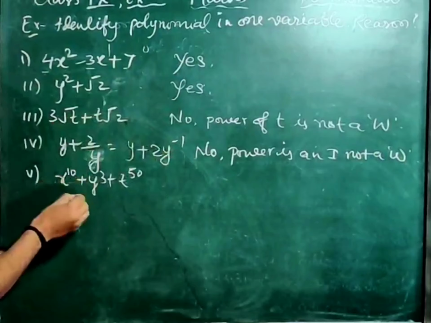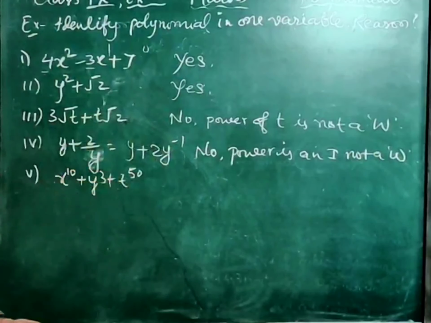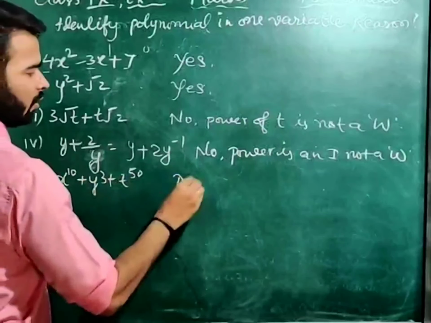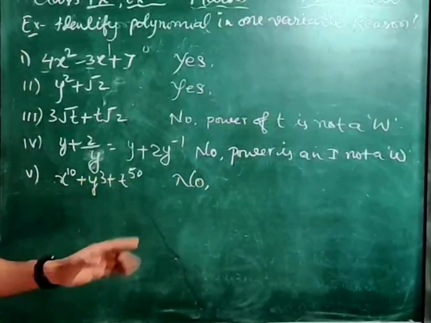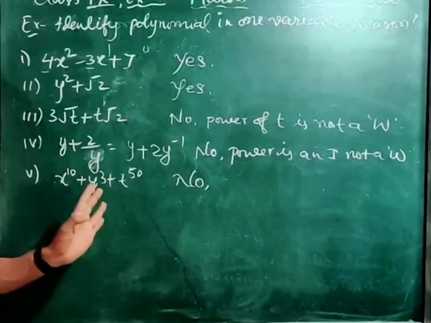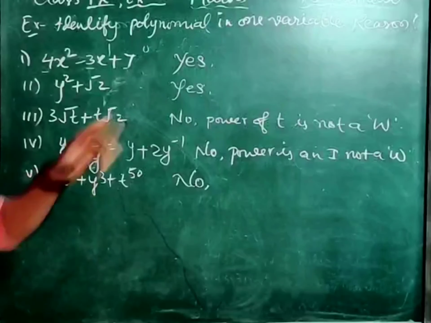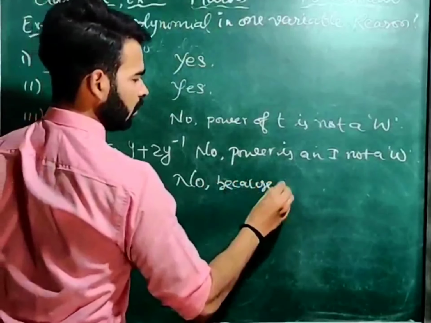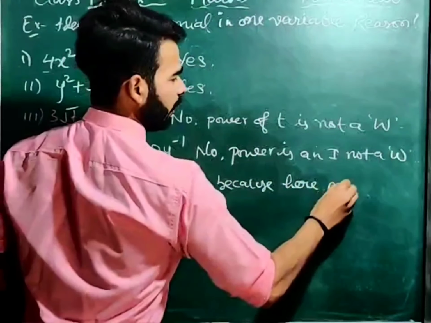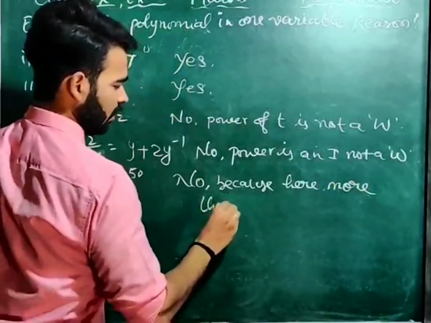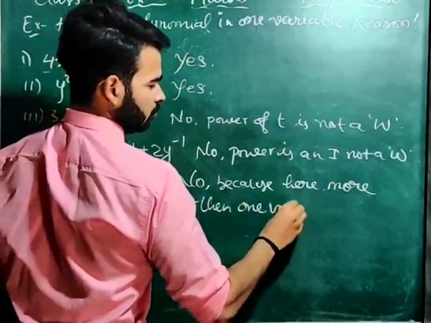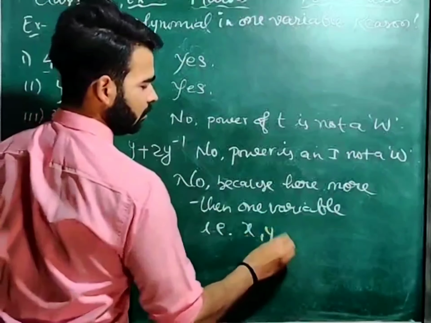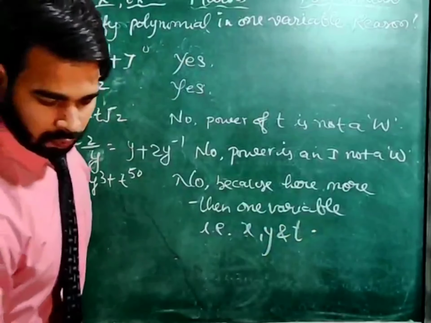Next, x to the power 10, y cubed. All powers are whole numbers, but x, y, t are there. So here also it is not a polynomial in one variable. It is a polynomial, yes, but not a polynomial in one variable. It is asking for one variable. So no, because here there is more than one variable. That is x, y, and t.